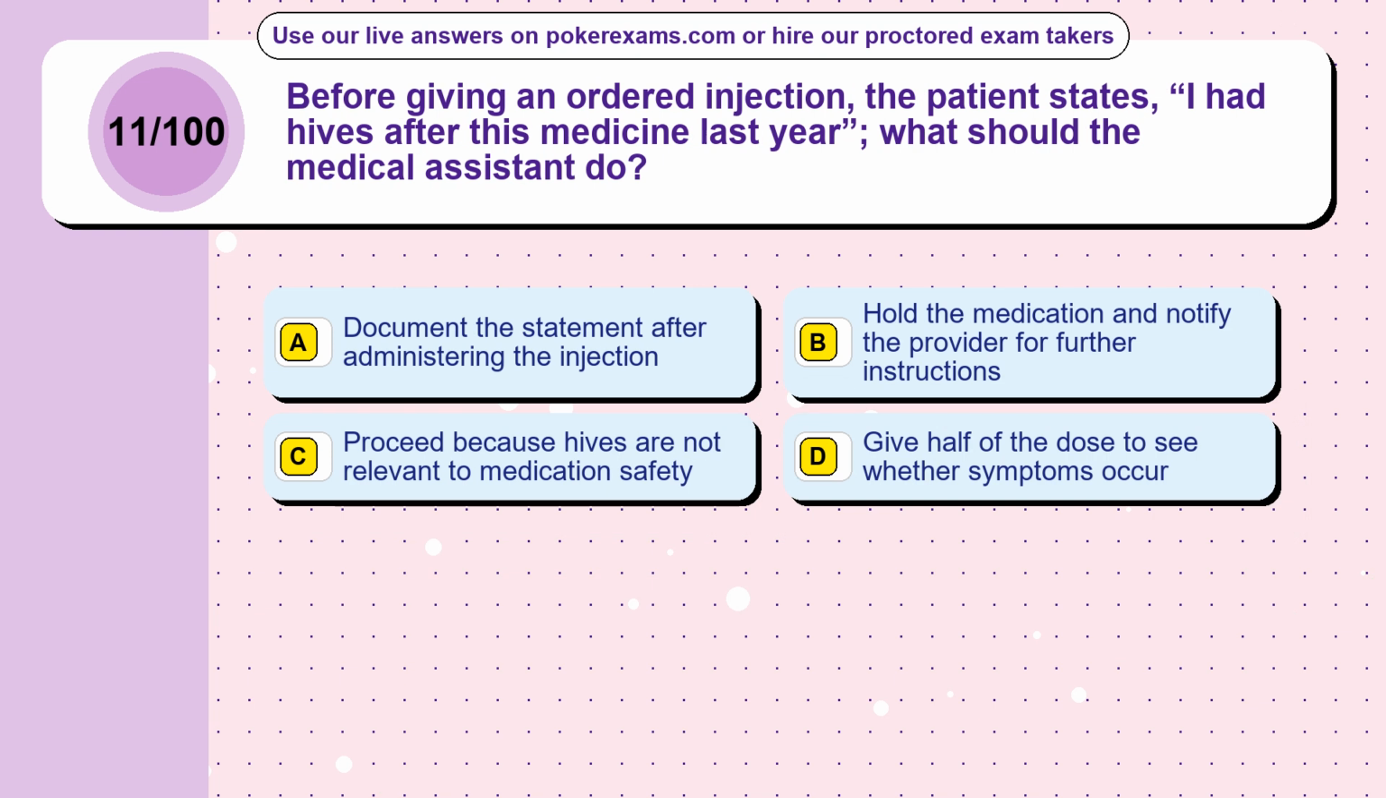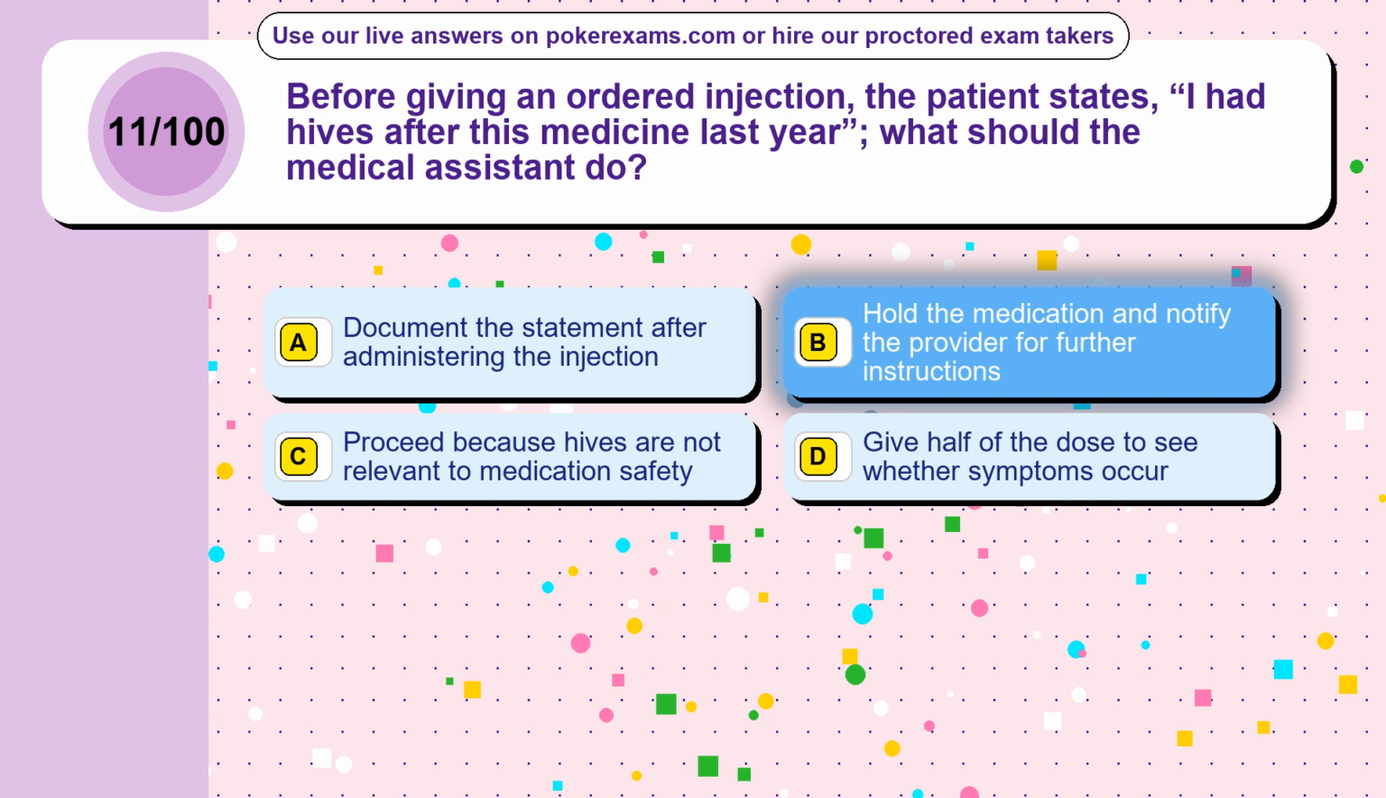Question 11. Before giving an ordered injection, the patient states, "I had hives after this medicine last year." What should the medical assistant do? Option A. Document the statement after administering the injection. Option B. Hold the medication and notify the provider for further instructions. Option C. Proceed because hives are not relevant to medication safety. Option D. Give half of the dose to see whether symptoms occur.